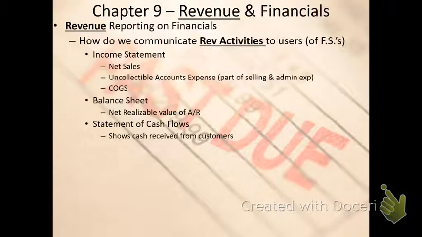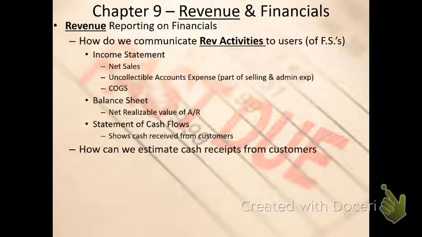Then on the statement of cash flows, we're going to show how much cash is received from customers. And in a small example, this is easy. You just go to your general ledger and you take a look at all the cash coming in and going out. But if you're Apple and you're receiving billions of dollars a year, you need to come up with a way to estimate the cash you receive from the customer.